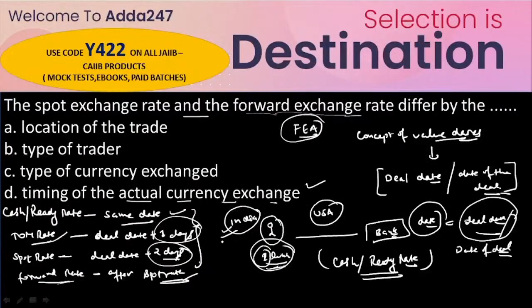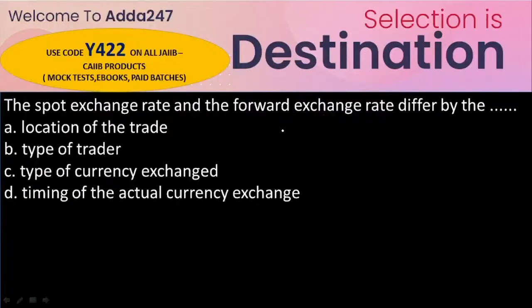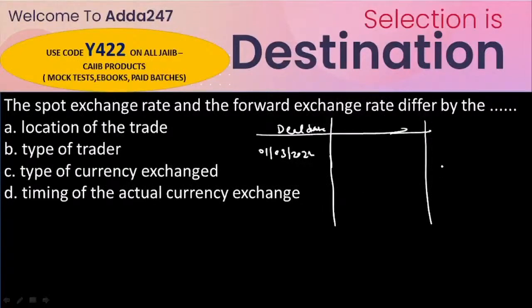Okay, so suppose that this person went to the bank on the 1st March 2022, and on the same date the exchange of the currency takes place, which we can also write here as the settlement date. Suppose the same date exchange of the currency takes place, and this will be 1 March 2022, it is known as a cash or ready rate.